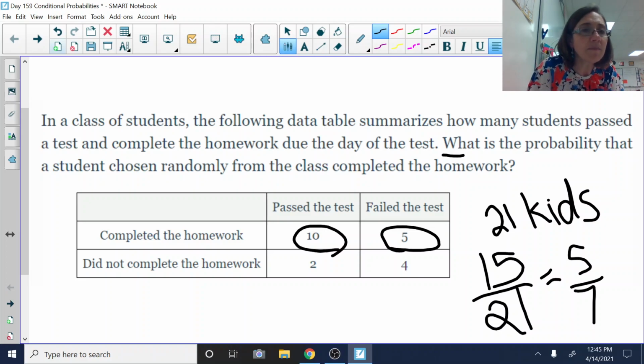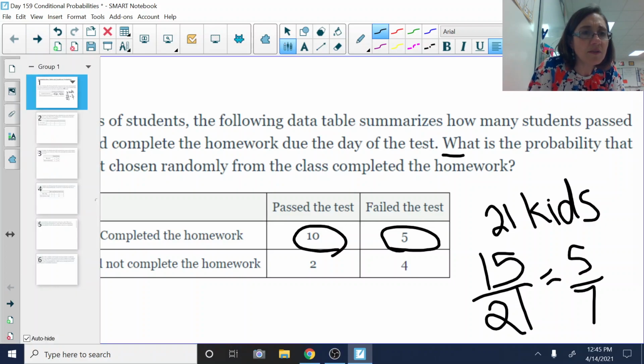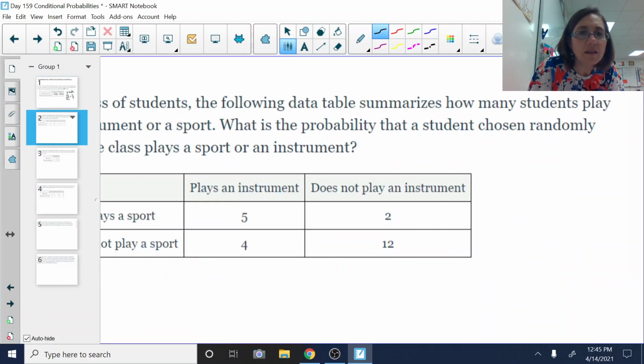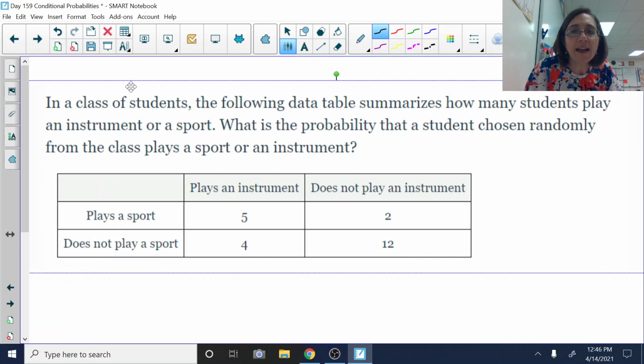So there's that problem. You will also see some more today. Let's see what this one says. In a class of students, the following data table summarizes how many students play an instrument or a sport. What is the probability that a student chosen randomly from the class plays a sport or an instrument? So they have 2 questions. Do you play a sport? And that's a yes or a no. And then do you play an instrument? And that's also a yes or a no.